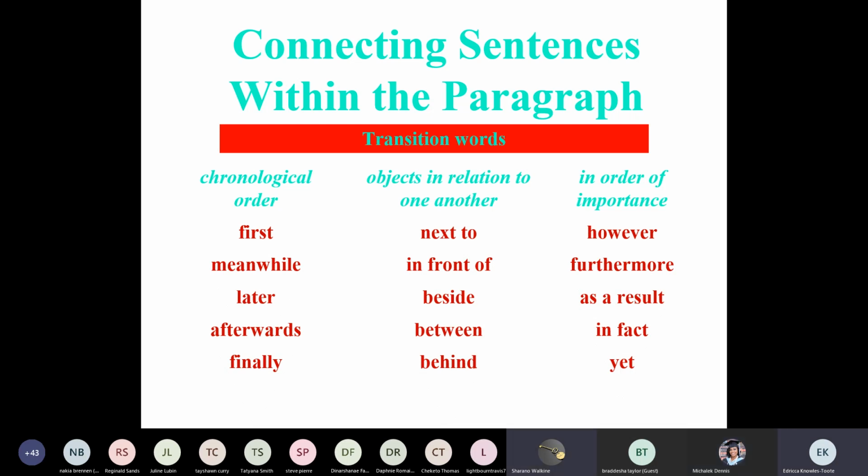Okay, so you have chronological order: first, meanwhile, later, afterwards, finally. So it's good to use these transition words so that you're connecting ideas, you're connecting these sentences, okay?